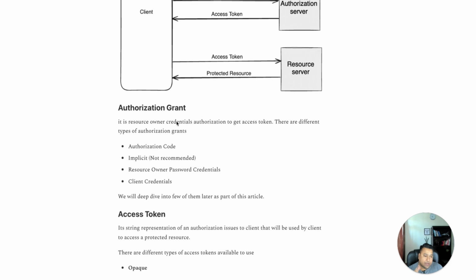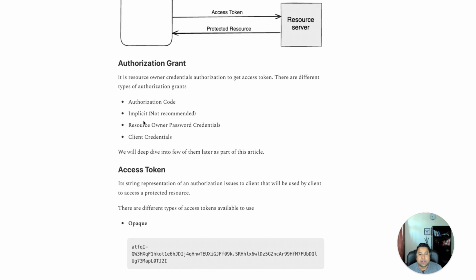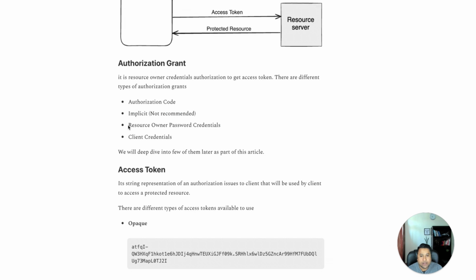Now there will be different types of authorization grant. It also defines how you are trying to authorize, how you are trying to grant the authorization. For example, you have a type authorization code. We will understand what authorization code is, right? Then you have implicit. It's kind of deprecated, nobody uses it, and neither is it recommended to use, right? Then you have resource owner password credentials. You have client credentials. We will understand what those are, right?